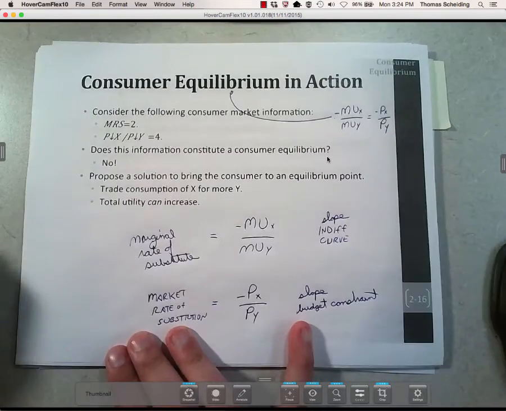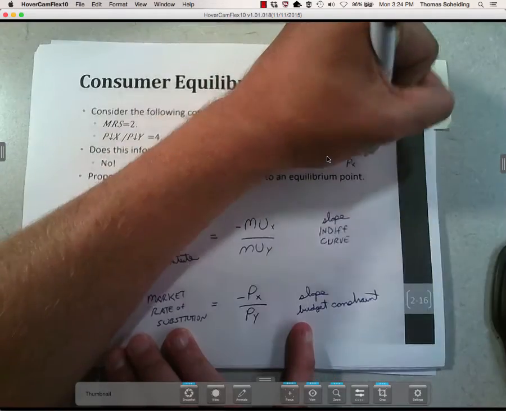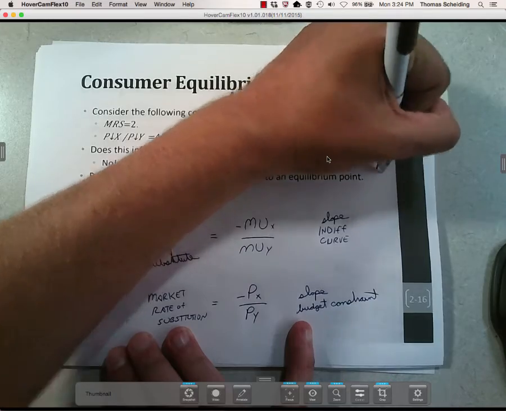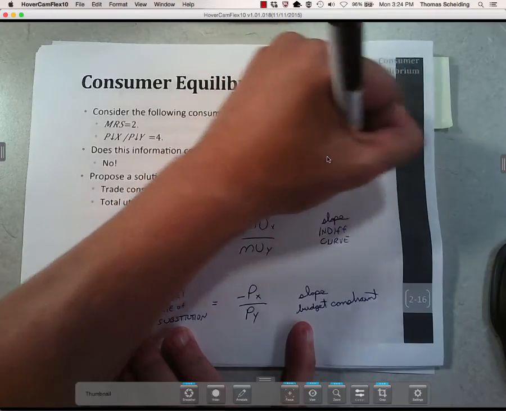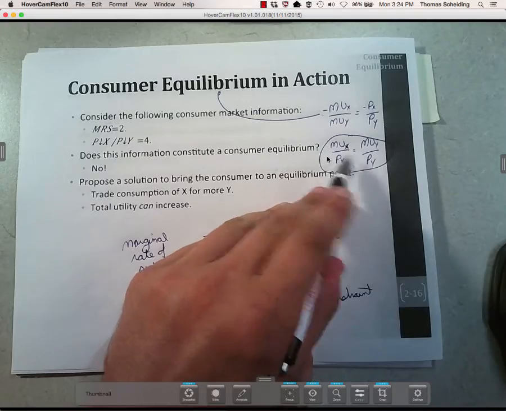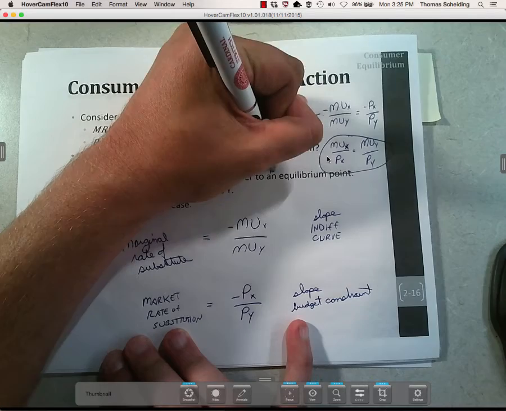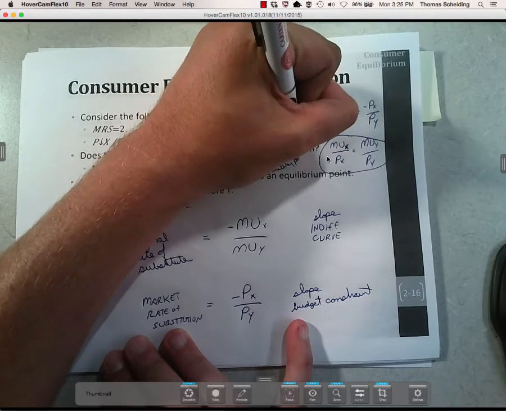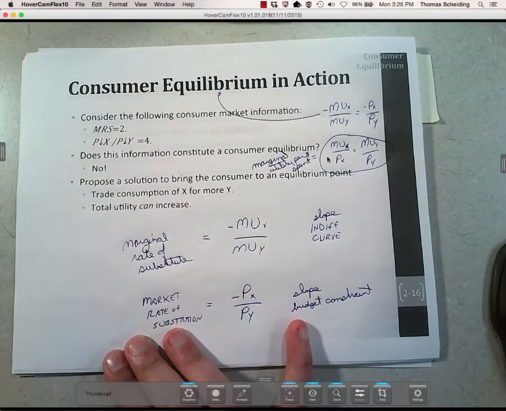Cross multiply, rearrange the terms, and what you see is MUX over PX equaling MUY over PY. That's meaningful because what that essentially says is that at the equilibrium, the marginal utility per dollar spent is going to be equal. In other words, if something is 10 times as expensive, it better generate 10 times as much utility.